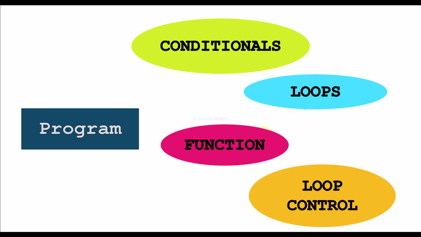We can repeat a block of code multiple times using loops, or we can skip or choose certain parts of code to run based on conditions using conditionals. Or you can run a block of code only when you need it using functions. Or we can alter the flow of the loop using loop control statements.